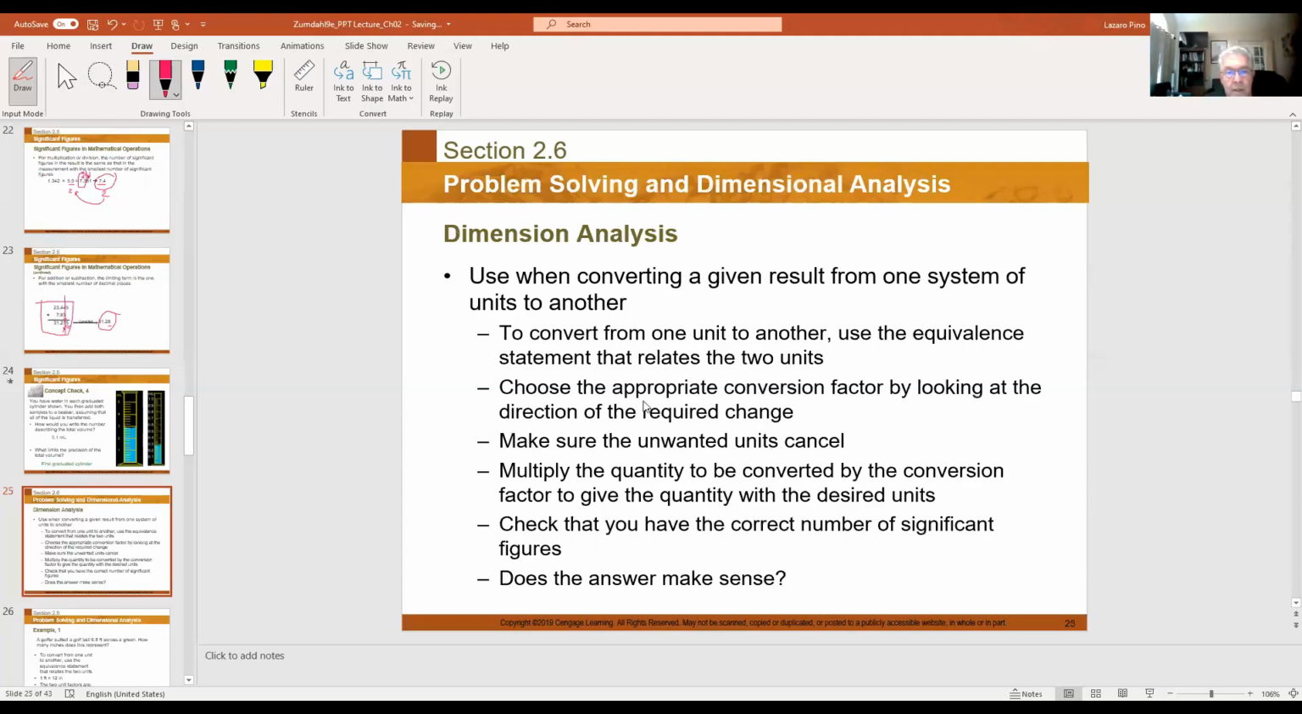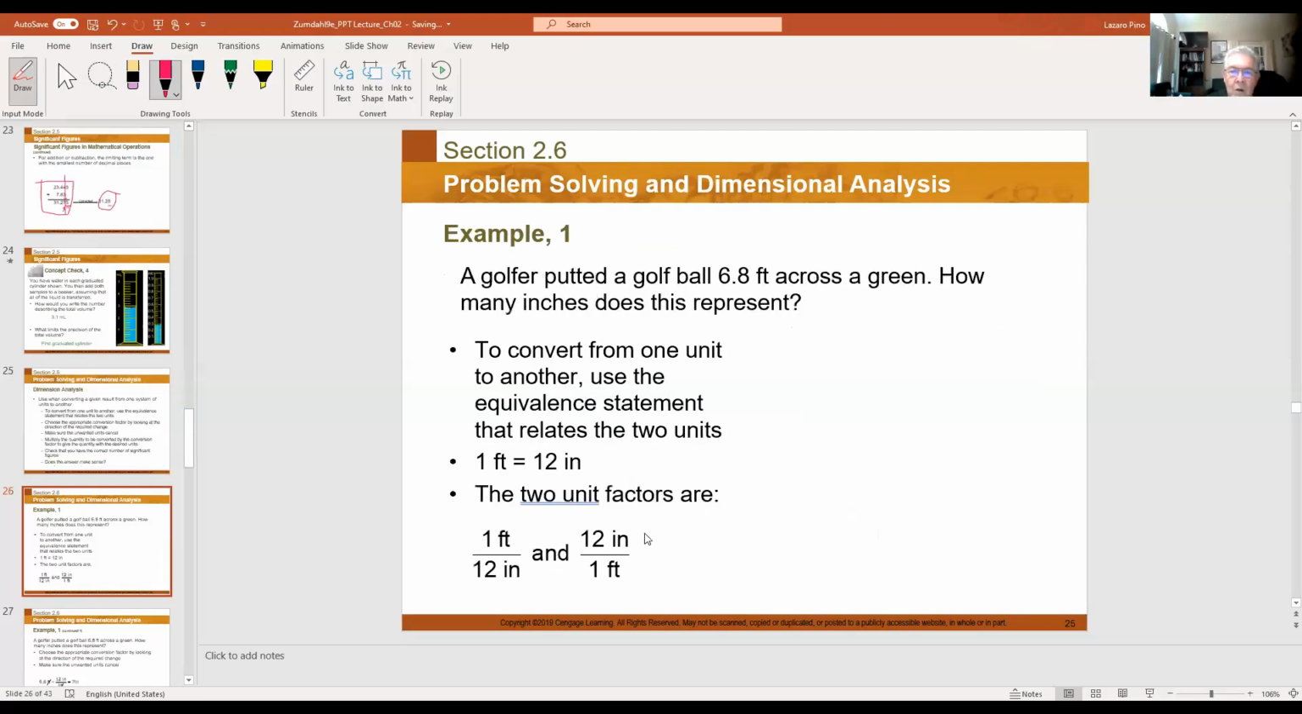Okay, dimensional analysis. This is a method that is used in chemistry to do calculations. Dimensional analysis always uses factors. What is a factor? Oh, you know that 1 foot is 12 inches. Then you can make factors saying that 1 foot is 12 inches or 12 inches is 1 foot. Which one will you choose?